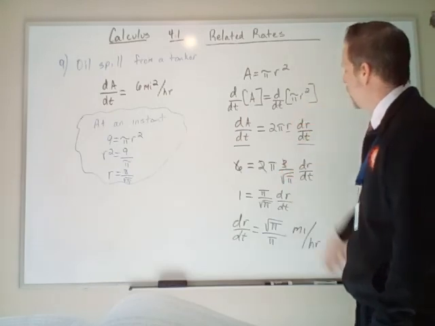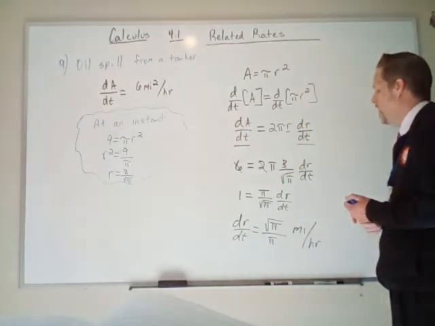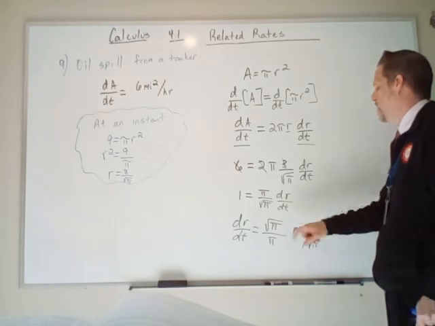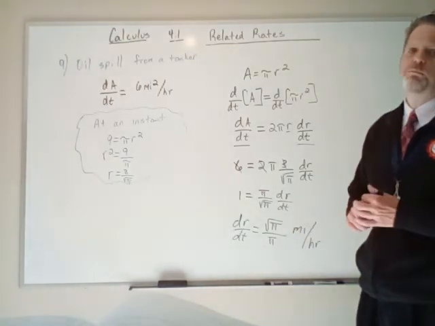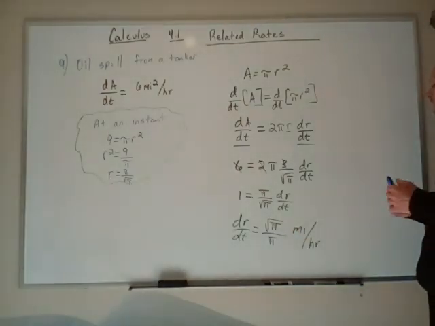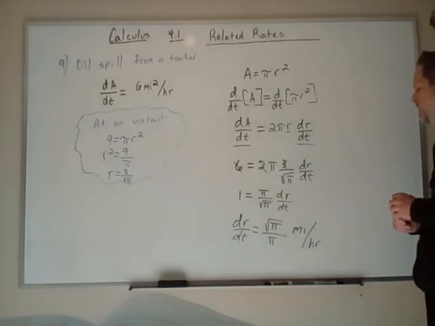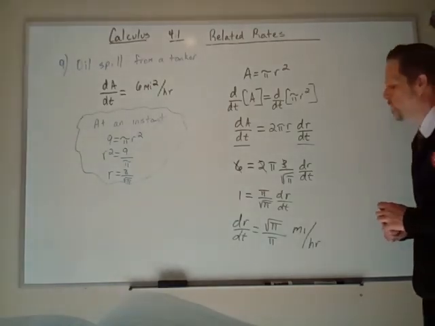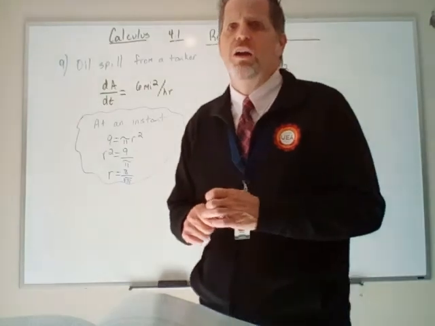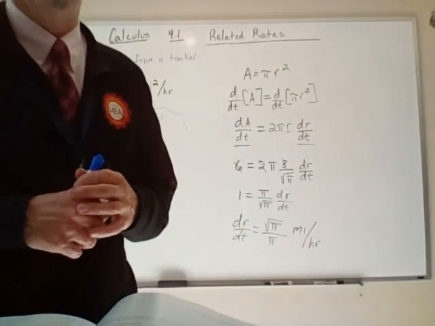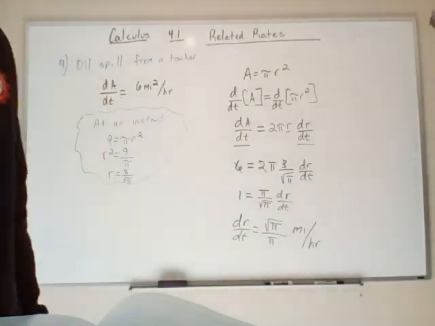From there, we plugged in and found dr/dt, and in this case it was the square root of pi divided by pi. You could get a calculator out and get a decimal approximation, but that was in miles per hour. That was dr/dt, the change in radius per time, at that instant.